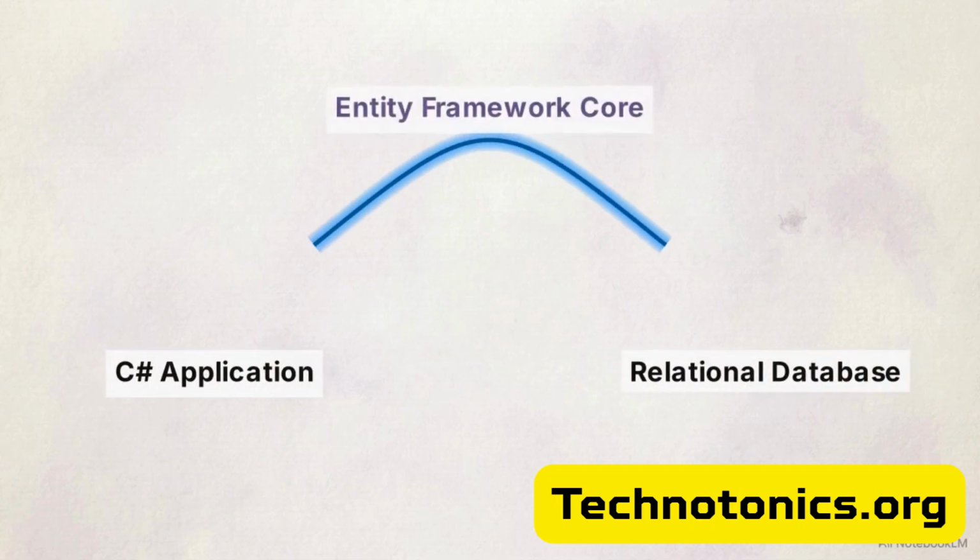On the left is your C# code, and on the right, a relational database. Entity Framework Core is an object relational mapper that translates your code directly into database commands, building a bridge so data flows smoothly without writing the SQL yourself.